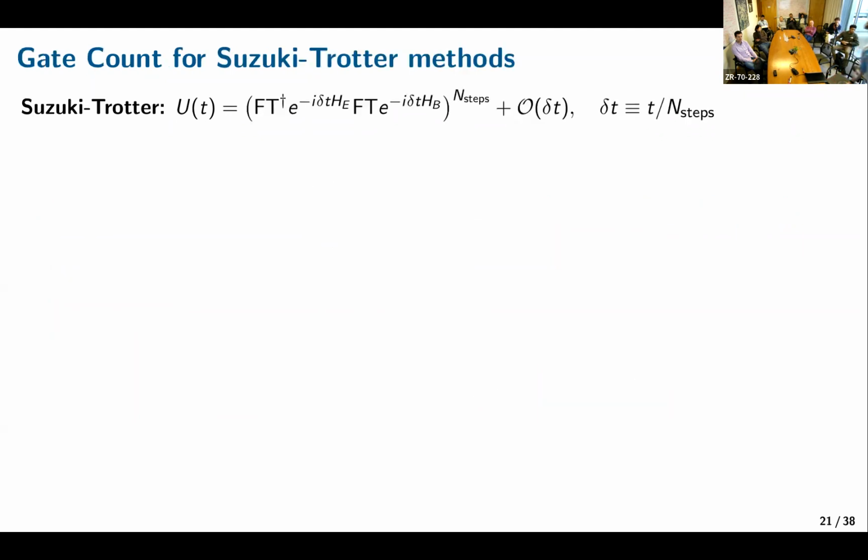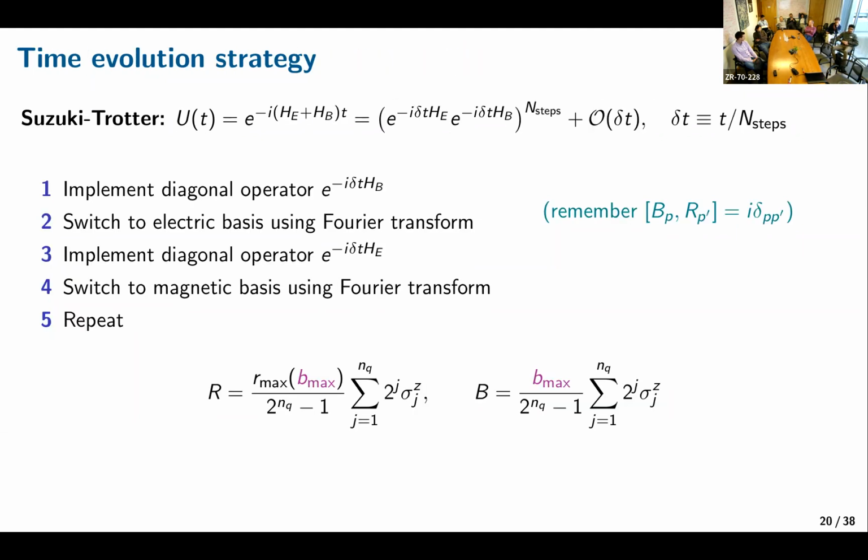Okay, does it matter which order, magnetic or electric, goes first? I guess not. No, it might matter at some order in delta t error, but I would say no, not really.